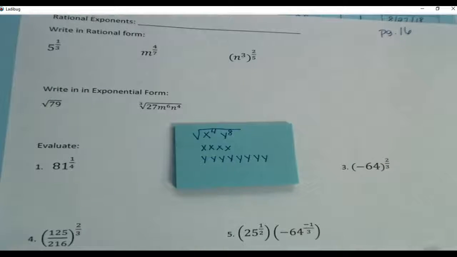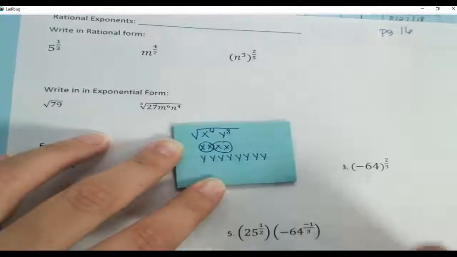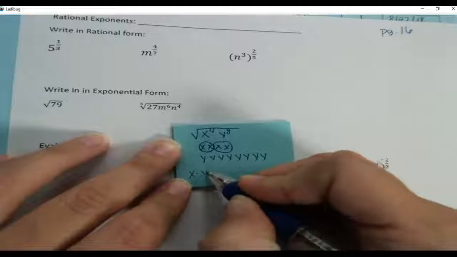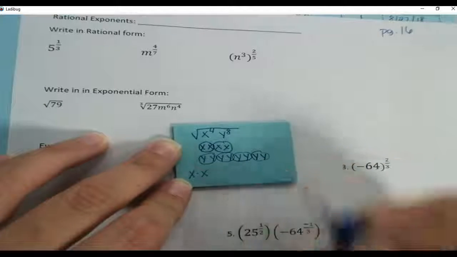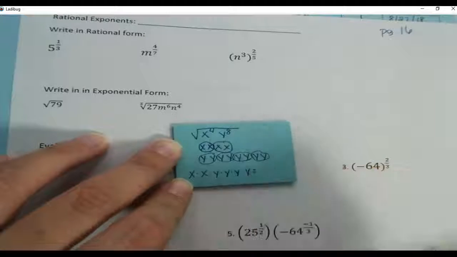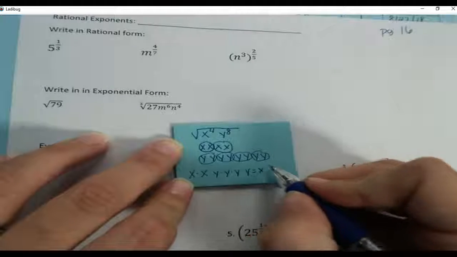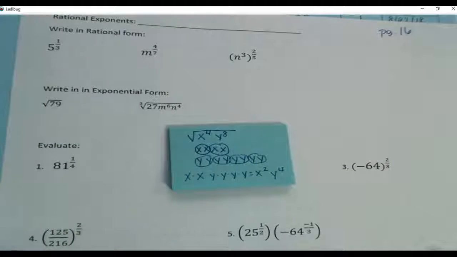Since it's a square root, how many of them do I need in order to pair them up? 2. So we need 2 of a kind. I've got 2 x's here, 2 x's here, so 2 x's can come out. And then I've got 2 y's, 2 y's, 2 y's, 2 y's, so 4 y's can come out. Then if we multiply them, x times x is x squared, and y times y times y times y is y to the 4th. So we get x squared y to the 4th. We don't have any left over, so our square root is gone.